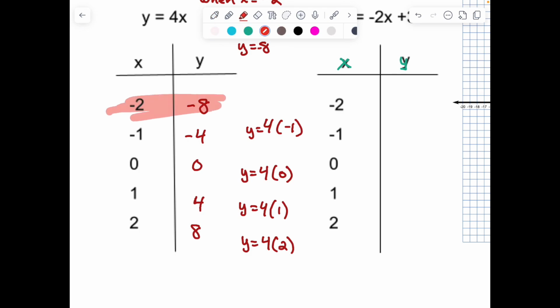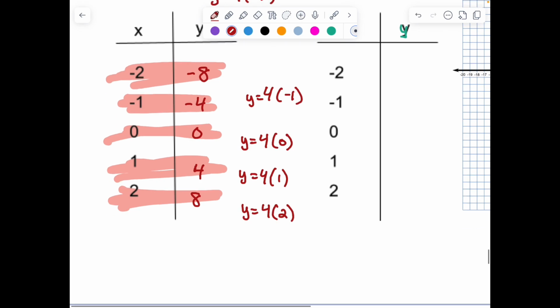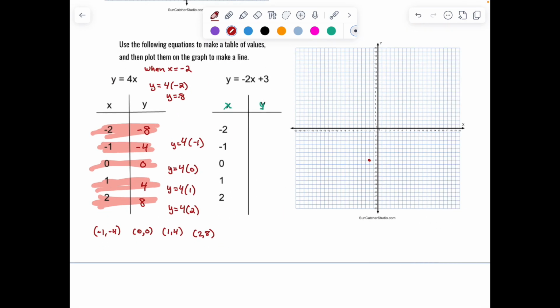We already plotted (-2, -8). Then we're going to plot the points (-1, -4), (0, 0), (1, 4), and (2, 8). Right, so we're plotting all these points. Let's go plot those. Okay, (-1, -4), (0, 0), (1, 4), and (2, 8).